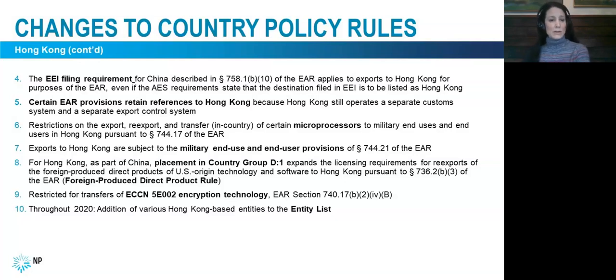Now, as I said earlier, some EAR provisions still retain references to Hong Kong just because Hong Kong still operates a separate customs system and a separate export control system. But essentially, the controls as we think of them, is a license required? Does a license exception apply? All of those are the same as for China. Essentially, Hong Kong is China now, part of China.